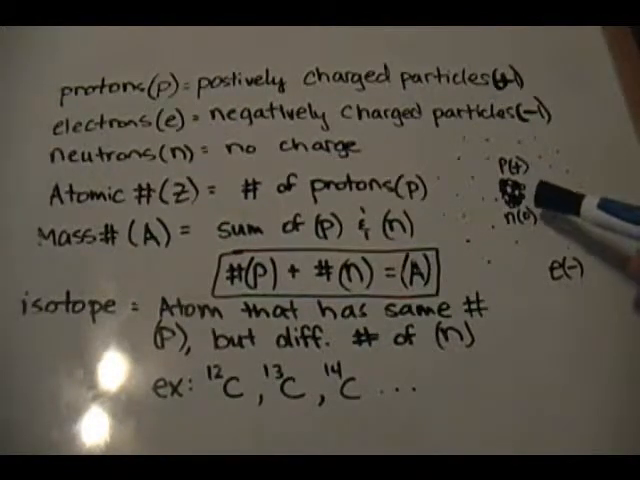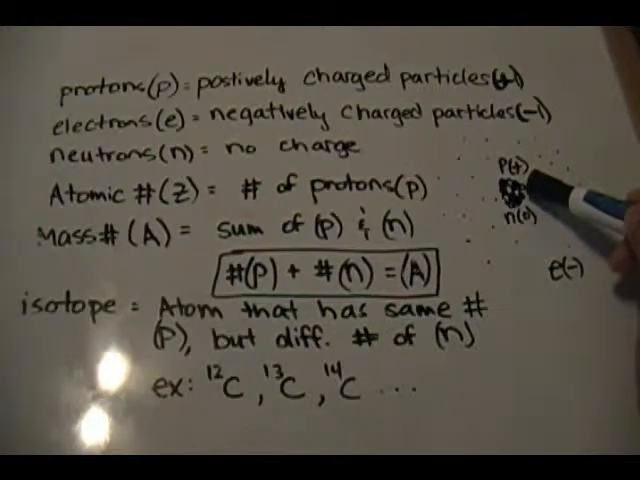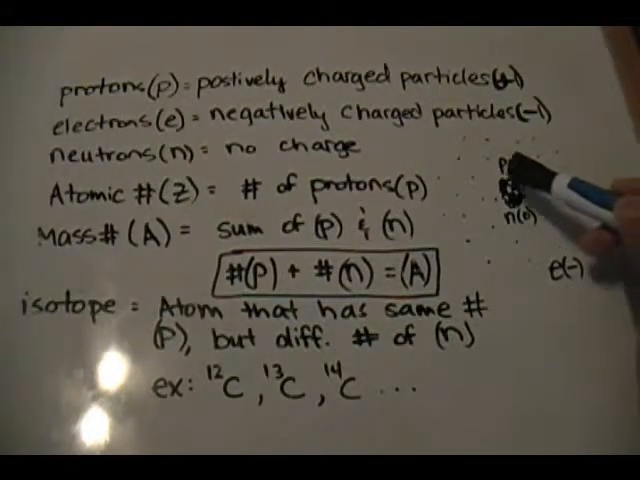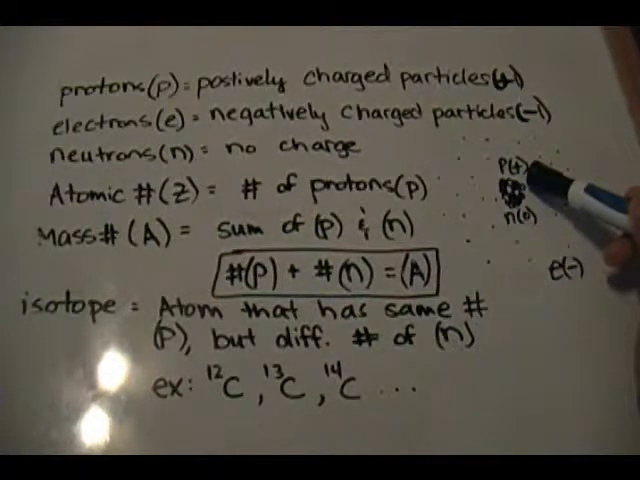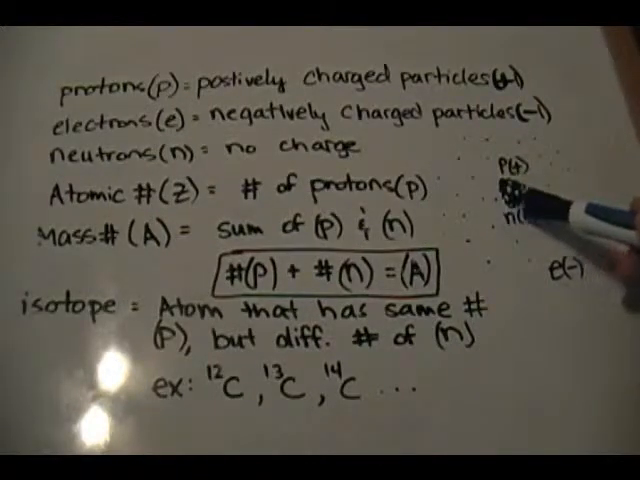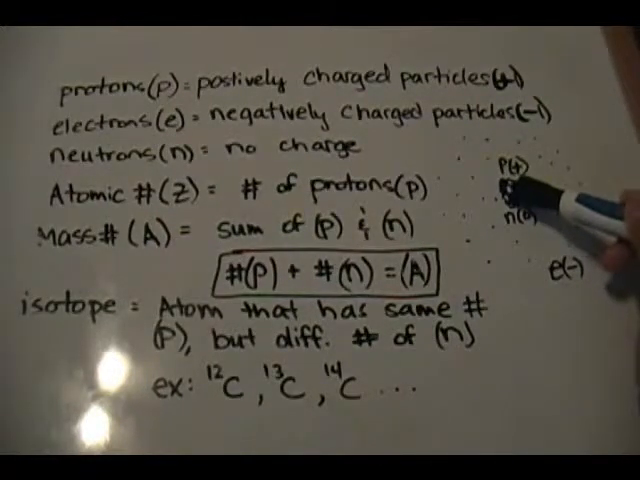For a second I want to ask you guys a question. What is the charge of the nucleus? Take a second to think about that question. Try to see if you come up with an answer. The charge of the nucleus will be positive, because if you have nothing but protons and neutrons, neutrons don't have any charge. Protons do have a charge. So you will have nothing but a positive charge in the nucleus.